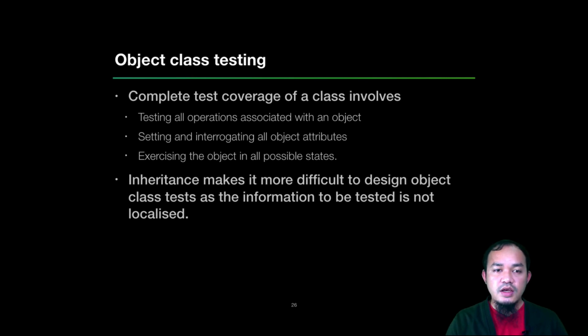This includes setting and interrogating all object attributes. There are things working within the object attributes, so we have to test them to make sure they pass the conditions that we set in the test case. Exercising the object in all possible states: we test the object in all possible states. We try to make it fail, make it run, make something abnormal happen, so that the object can handle the situation according to the test case.